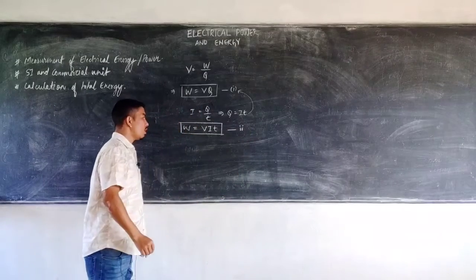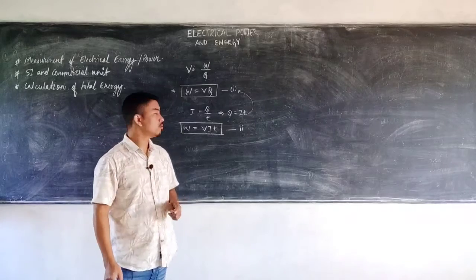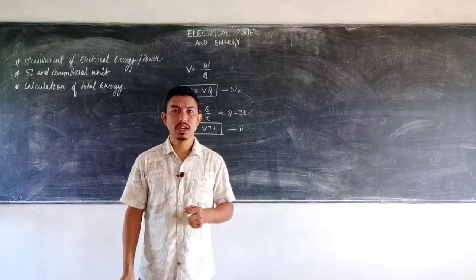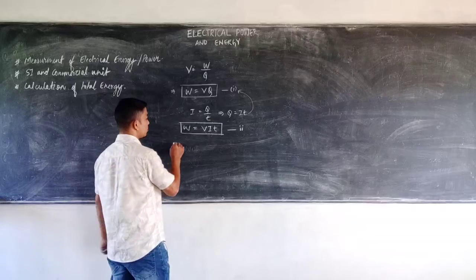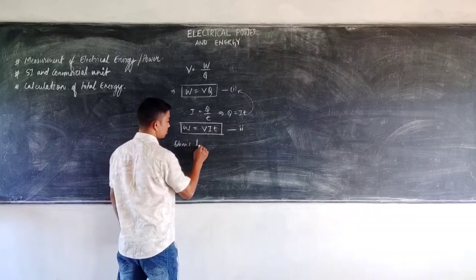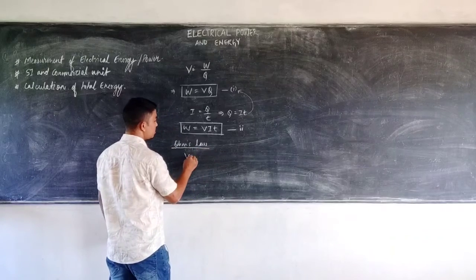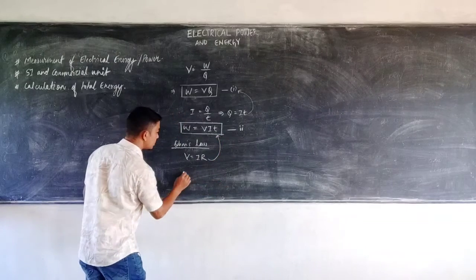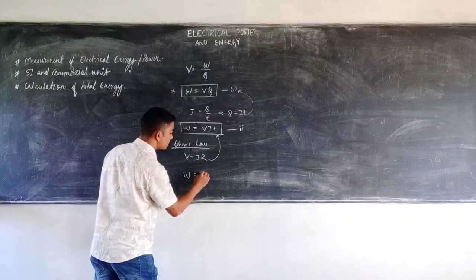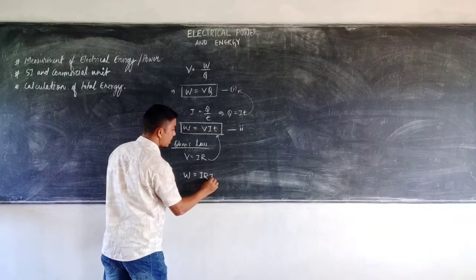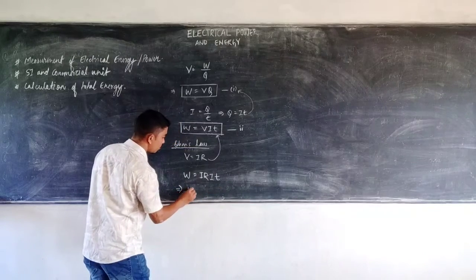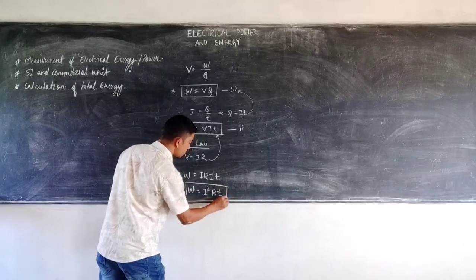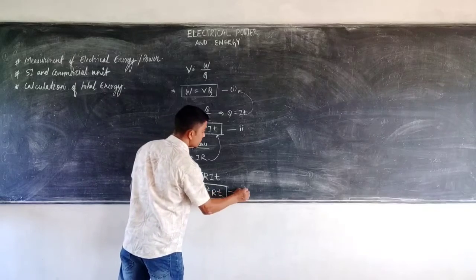Apart from these two standard forms, there are other forms of equation to measure the electrical energy or the work done by the electrical energy. How do we obtain that? From Ohm's law we have the expression V equals I into R. Substituting the value of V in equation 2, I will get W equals, now instead of V I will write I into R, and then again I T. So simply I will get W equals I square R into T. So this is the third expression to find the work done by the electrical energy.